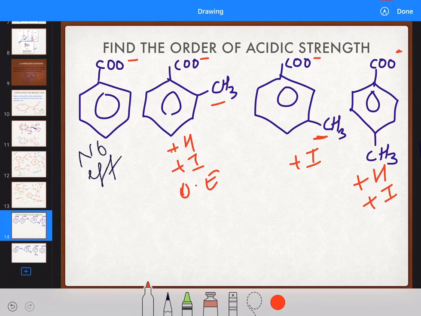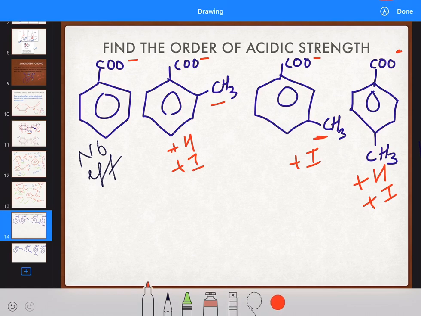Now what I told, that we will apply all the effects in two sessions. First, whatever basic effects we learned before the ortho effect: plus M, plus H, minus H, aromaticity, resonance, inductive, we apply all those effects first. Then we will apply ortho effect. So I am removing ortho effect. Correct?